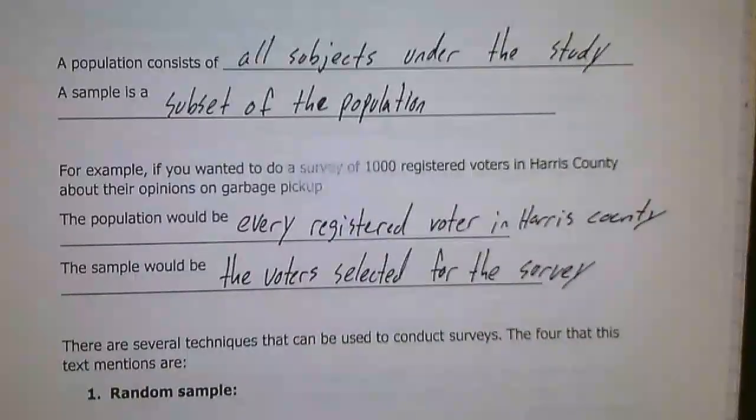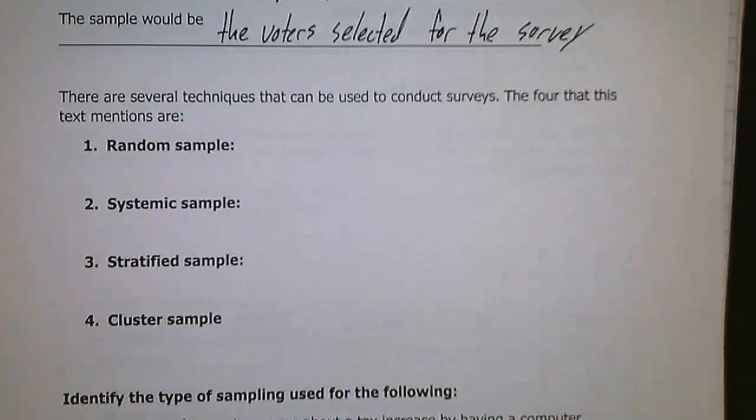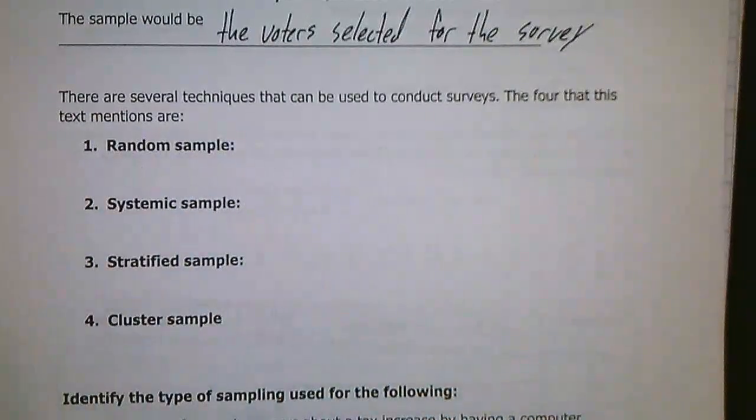So how do we pull these samples? There are 4 different kinds of samples. There are several techniques that can be used to conduct surveys. The 4 that this text mentions in this course are the random sample, the systemic sample, a stratified sample, and a cluster sample. So let's talk about each.